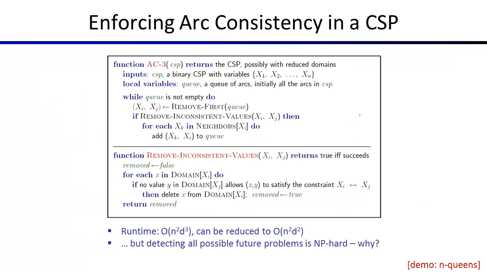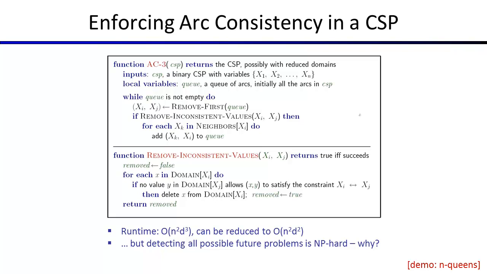This is what arc consistency looks like as an algorithm. In words, what does it do? You start off with setting up a queue. In that queue, you put every arc that exists in your CSP. One thing to be aware of here, what we're talking about here is for CSPs with binary constraints. So the way we describe arc consistency assumes binary constraints.